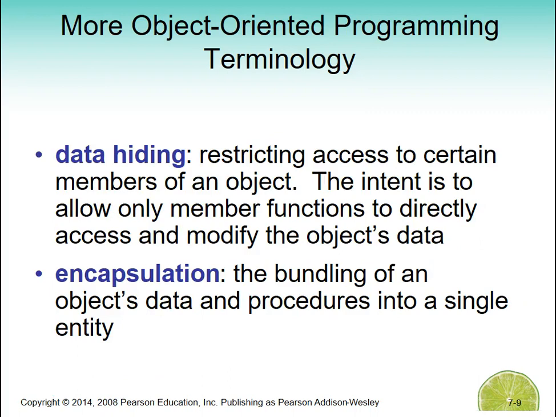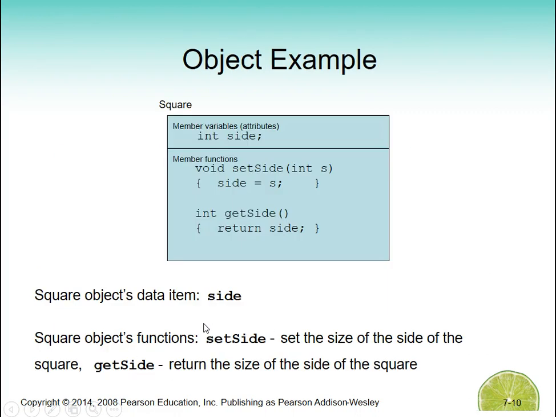Data hiding is the idea that you restrict access to all the members of the data, which is why they are private. And then encapsulation is the idea that you're bundling together the data and the procedures into a single entity. This is an example of a square. A square is defined as having a single side, that is its only attribute. The functions are setSide and getSide.